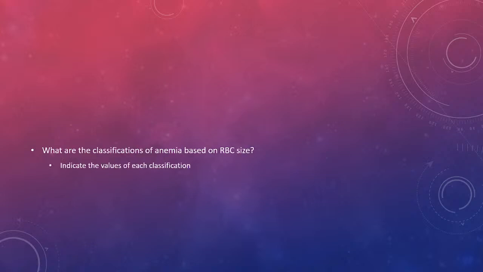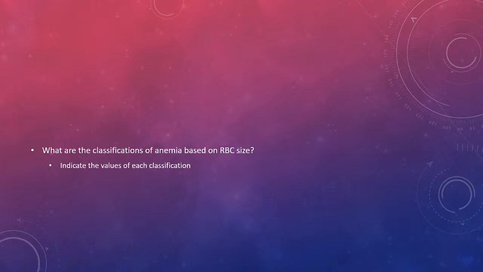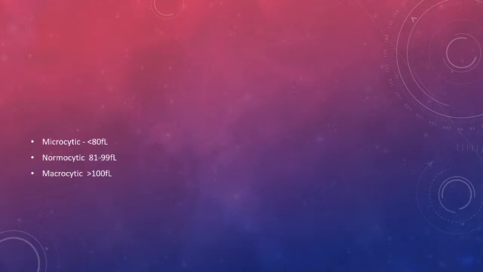What are the classifications of anemia based on size? From the name itself, if you have the normal value, which is 80 to 100 femtoliters, you will consider a cell normocytic. A cell is macrocytic if it's greater than 100, and a cell is microcytic if it's less than 80 femtoliters.